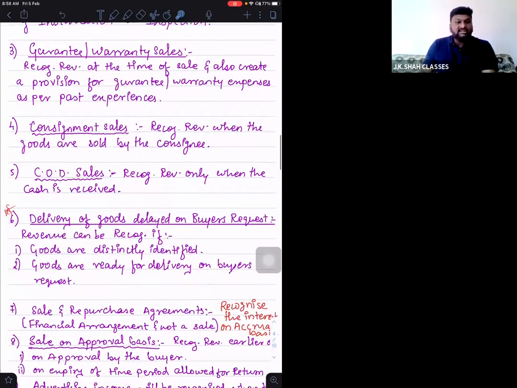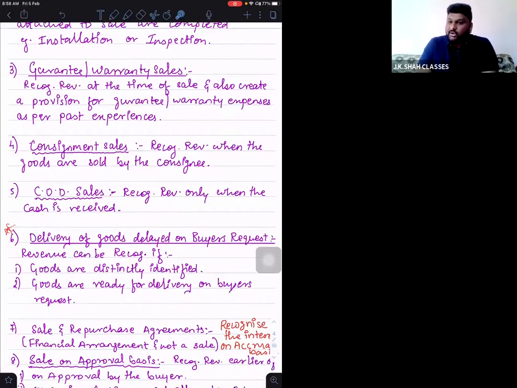Welcome. Next is COD sales, cash on delivery. It is a very common thing nowadays. Many people order goods on cash on delivery. So technically, the sale will be recorded when cash is collected. Once cash is collected, you record the sale.